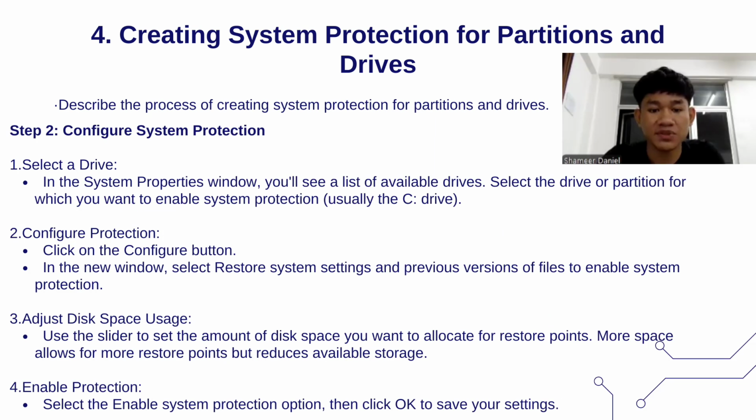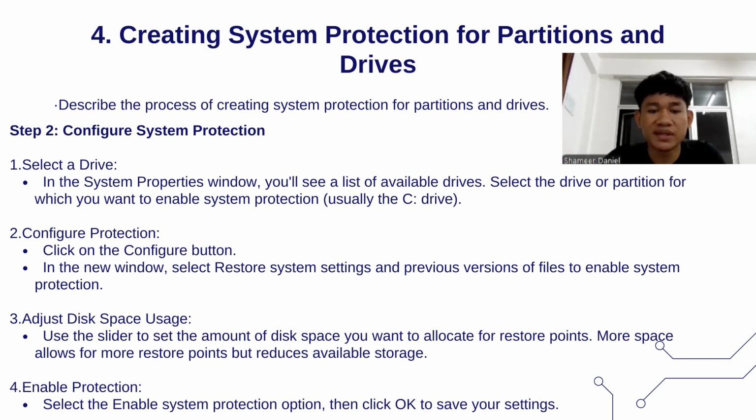And then step 2, configure system protection. Number 1, select drive. In the System Properties window, you'll see a list of available drives. Select the drive or partition for which you want to enable system protection, usually the C drive. And then number 2, configure protection. Click the Configure button and then in the new window, select Restore system settings and previous versions of files to enable system protection.